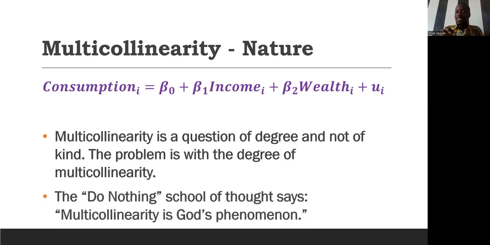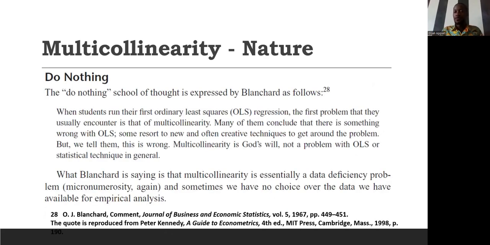The do-nothing school of thought comes out to say that multicollinearity is God's phenomenon. All they are trying to say is that for every regression model that you run, there is likely to be multicollinearity. So the question is not about the existence of multicollinearity, but the degree with which it exists. That school of thought was captured in Wooldridge's econometrics, a textbook in economics, where one academician, Blanchard, says that when students run their first ordinary least squares regression, OLS, the first problem they usually encounter is multicollinearity, God's phenomenon.